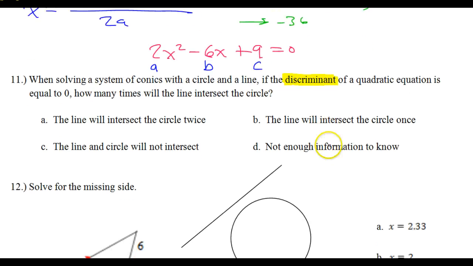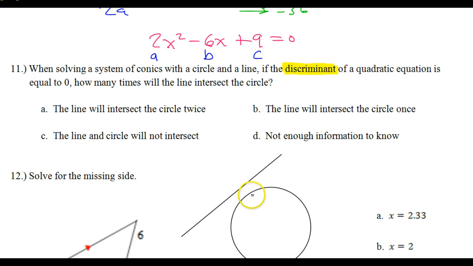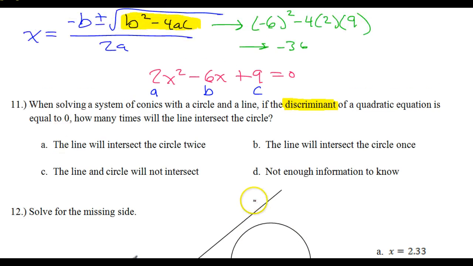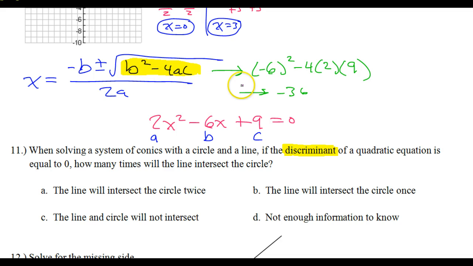Now, how does that tell me whether I have one solution or two solutions or no solutions? Well, look at it. If I followed through on this problem, this negative 36 would be under this radical. What I just found was that this is negative 36 right here. Regardless of whatever else is happening in the problem, which in this case would be the opposite of b, that's positive 6, all over 2a, so 2 times 2 is 4. This would be the rest of the problem. But I already know what's happening right now because I have a negative under the radical.